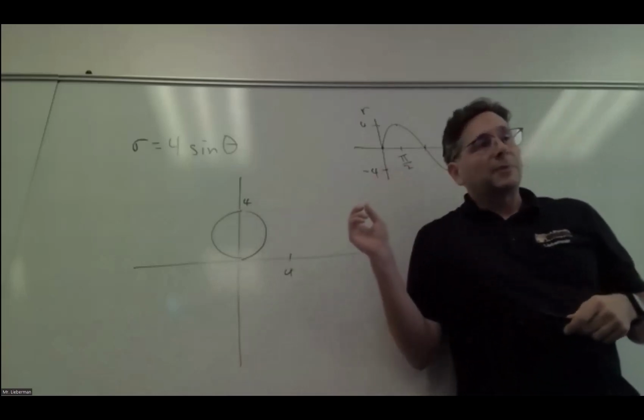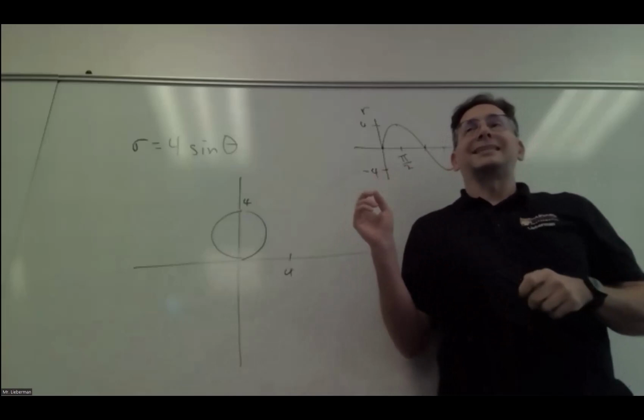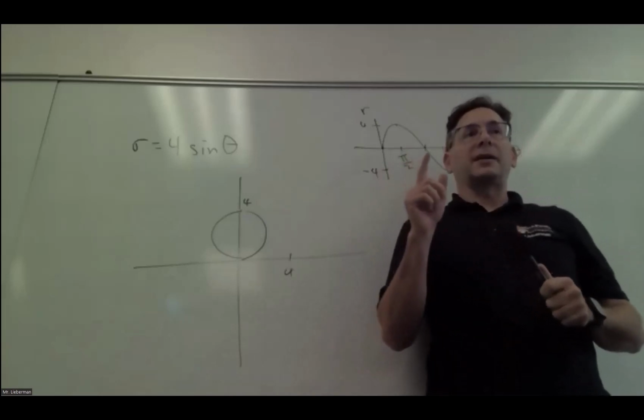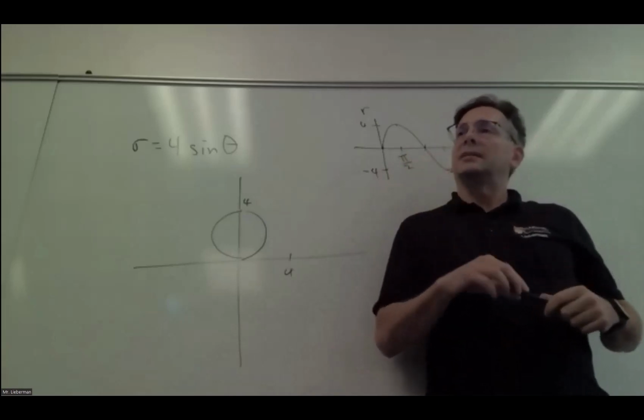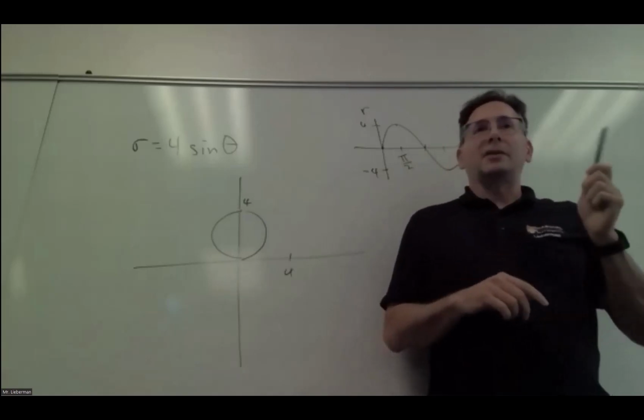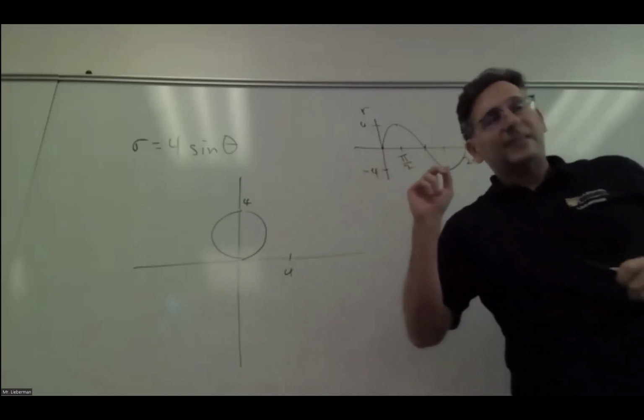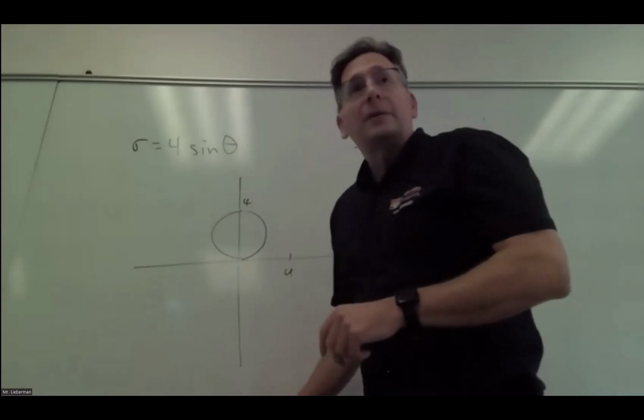But if you liked what we just did, you may want to do the connection with the secant graph that we did when we graphed r equals 2 secant theta at the beginning. You may want to look at that with a helper graph. But that's all I got for you. If you have any questions, you're welcome to ask.